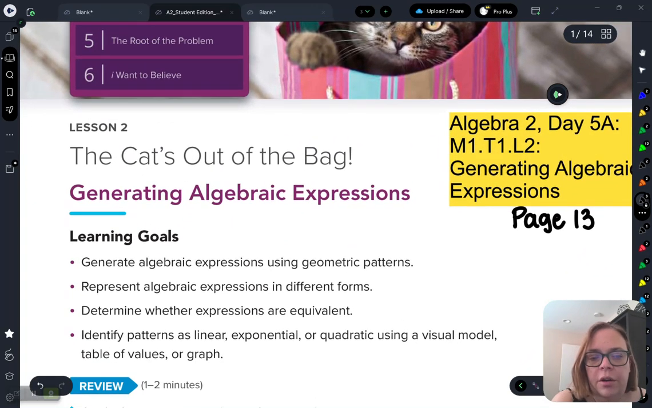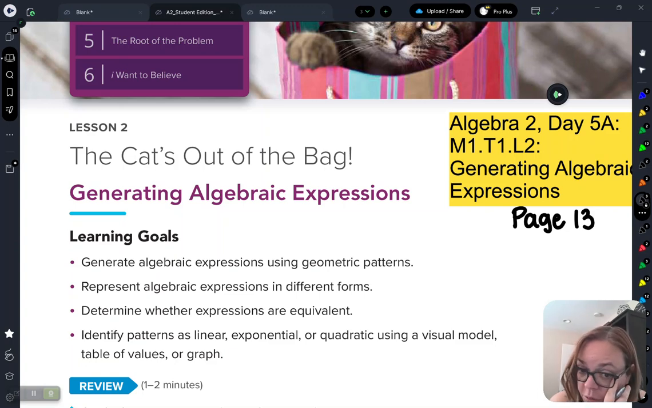So our learning goals are generate algebraic expressions using geometric patterns, represent algebraic expressions in different forms, determine whether expressions are equivalent, and identify patterns as linear, exponential, or quadratic using a visual model, table of values, or a graph.